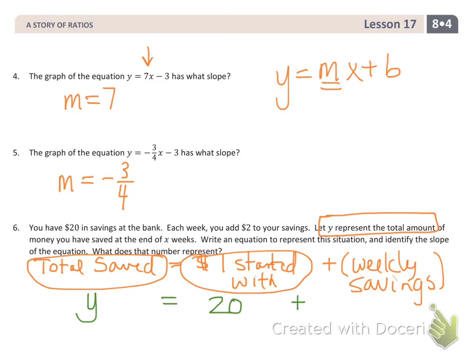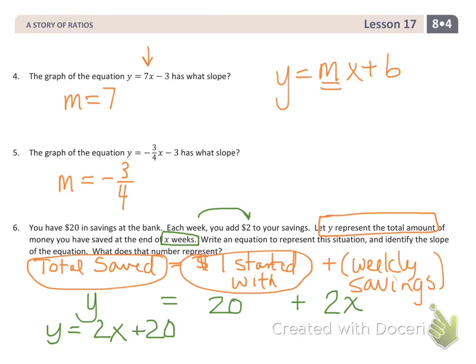So I'm told that x is going to be the number of weeks. And each week I add $2. So my weekly savings are going to be $2 times the number of weeks. So my equation is y equals 20 plus 2x. And I might want to turn that around into the conventional form, which is to put the x term first. y equals 2x plus 20.